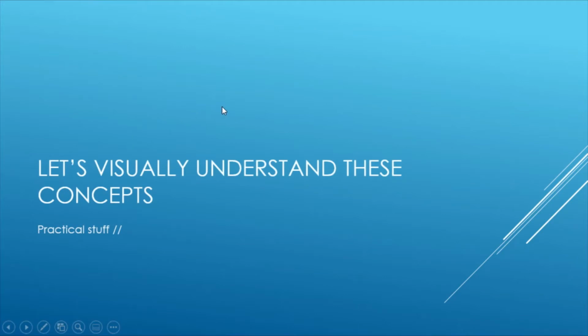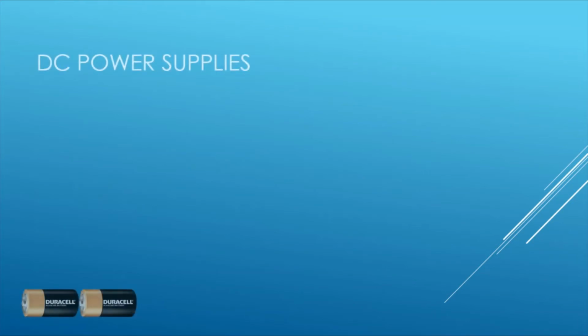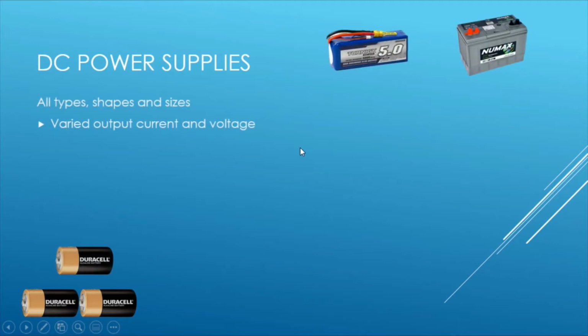So let's try and visually understand some of these concepts, okay? Firstly, DC power supplies. As we've said before, like your little battery sets that you've got, they come in all types, shapes, and sizes. Here we have a lithium polymer, and here we have a car battery, and essentially it's the chemical mix-ups, it's the sizes of them, it's lots of things that can change it, and they all have varied output current and voltages, right? They all will output something a little bit different, hopefully not between the same types, obviously.